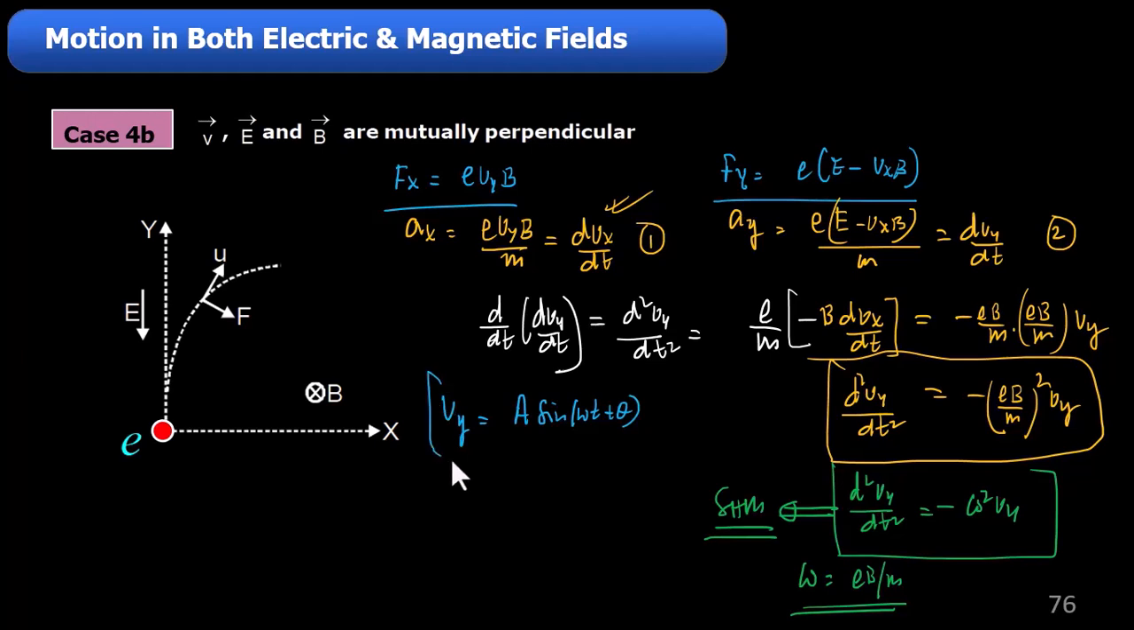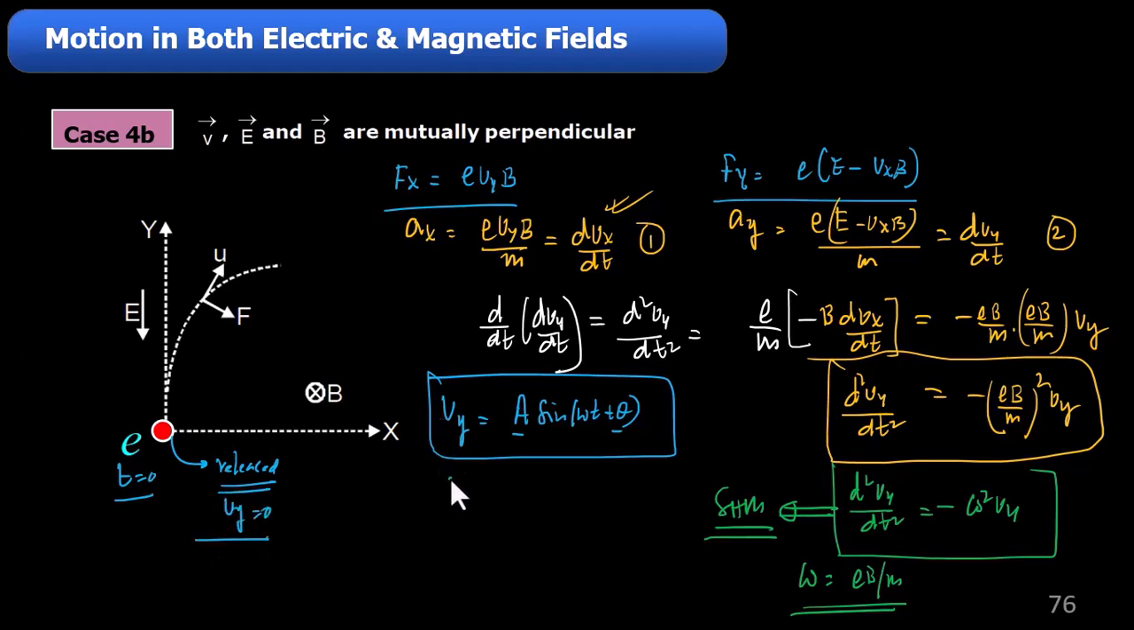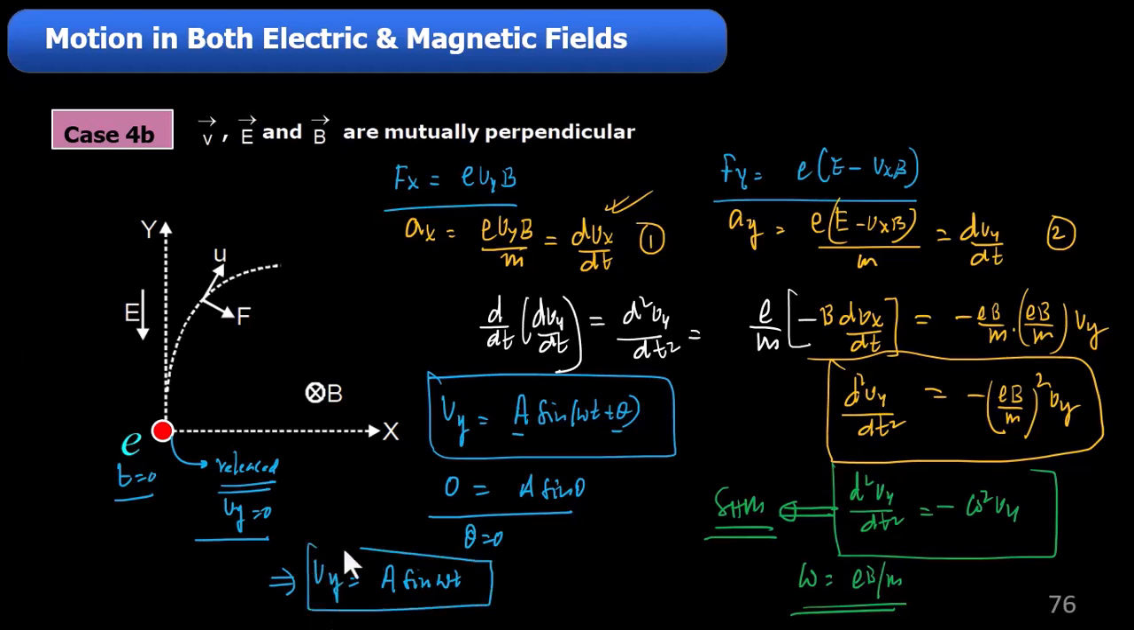Okay. Now, the next task is to calculate the value of A and theta. Now initially, the electron is projected. Initial means at t equals 0. So the electron is released. Okay. So it is given that the electron is released at t equals 0. So what you can say is at t equals 0, Vy equals 0. If I put Vy equals 0 at t equals 0, that means A sine of theta equals 0. So that means theta equals 0. Okay. So what it gives basically is Vy equals A sine of omega t then. Okay. Now, the next task is to calculate the value of A.